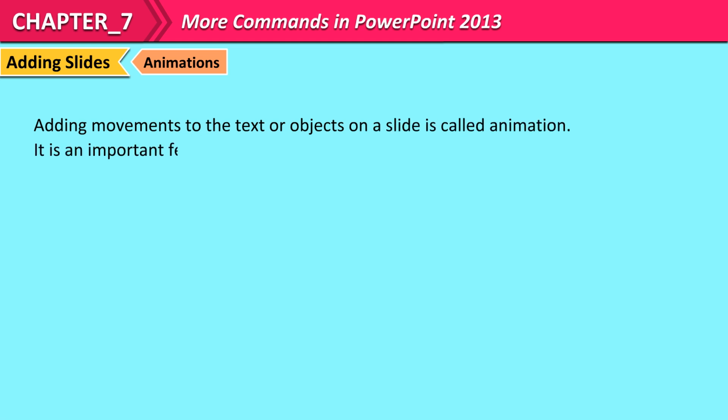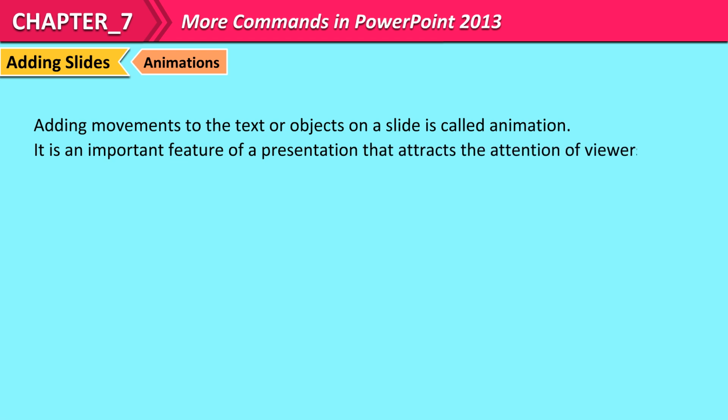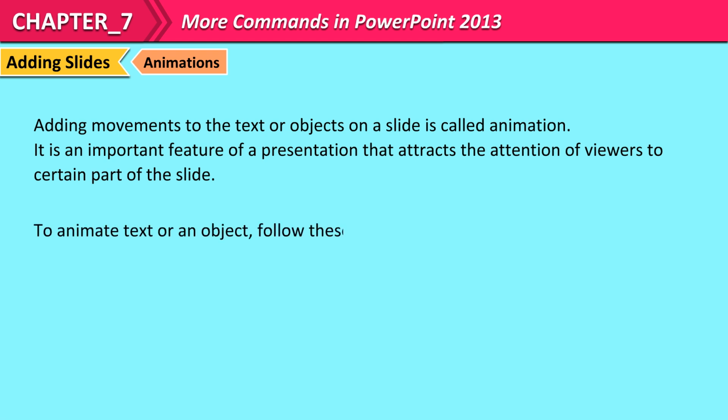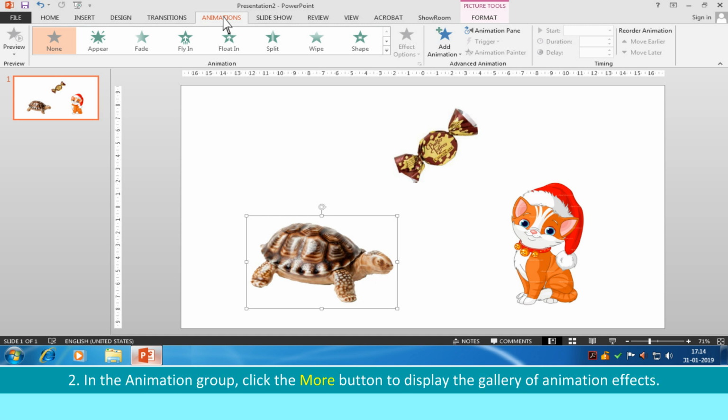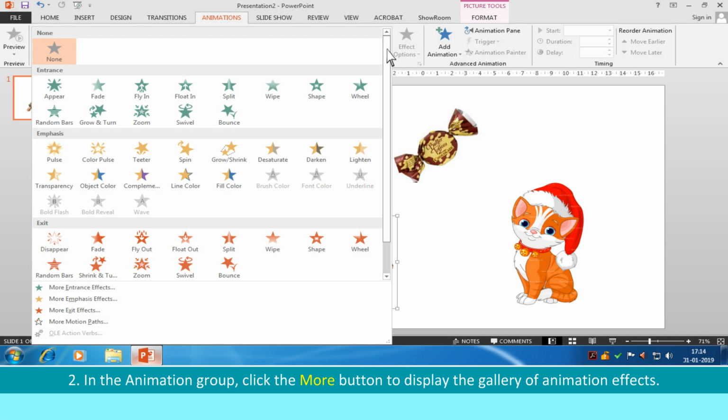It is an important feature of a presentation that attracts the attention of viewers to a certain part of the slide. To animate text or an object, follow these steps. First, select the object you want to animate. Click the Animations tab. Second, in the Animation group, click the More button to display the gallery of animation effects.